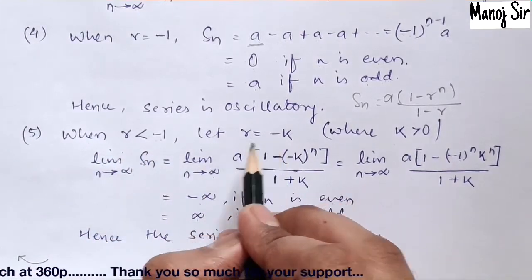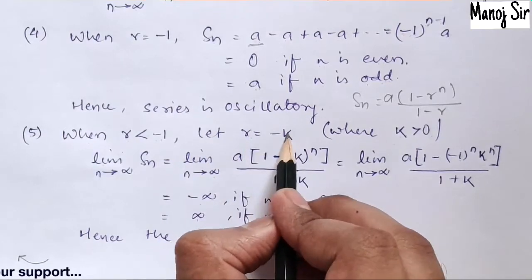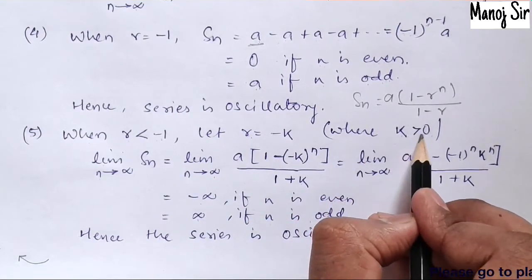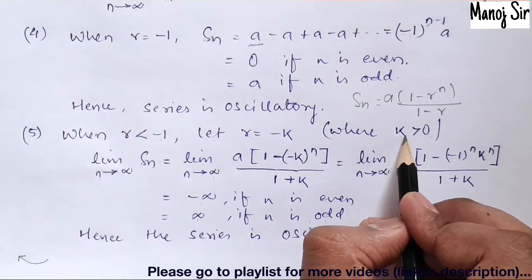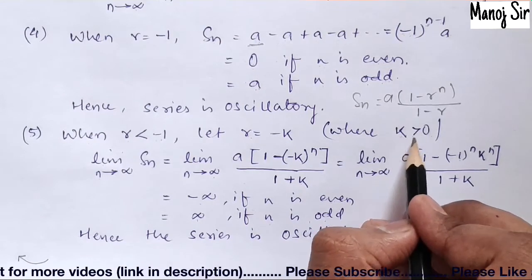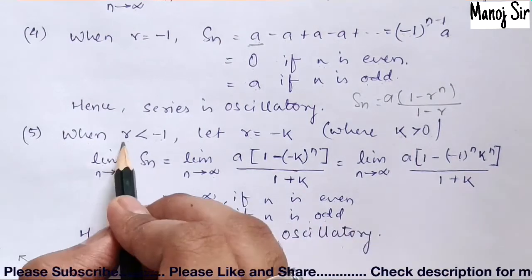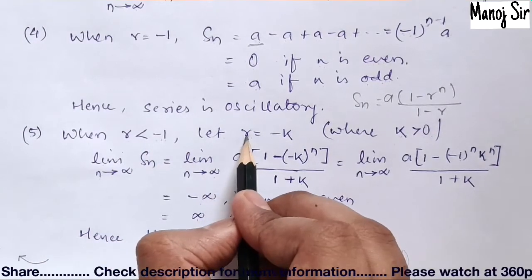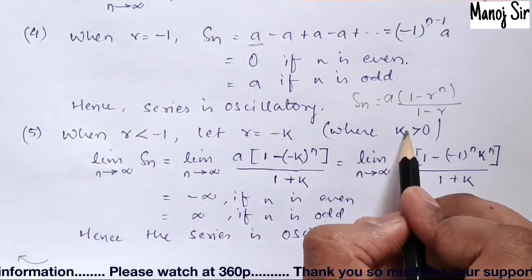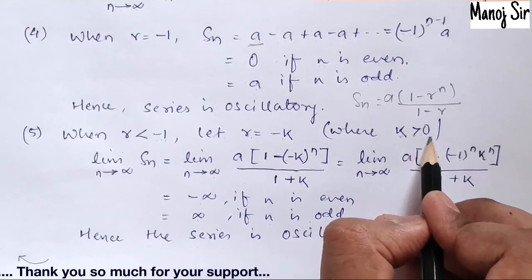Now here we need to see something: when r is less than minus 1, let r equal minus k. Here we are taking r equals minus k, where k is always greater than 0. That is, we can say k is more than 0. R is less than minus 1, let r equal minus k, where k is more than 0.